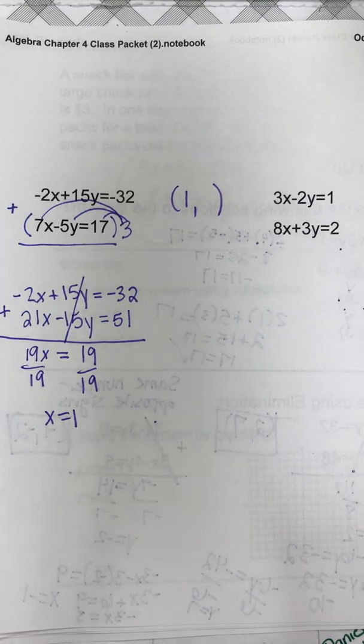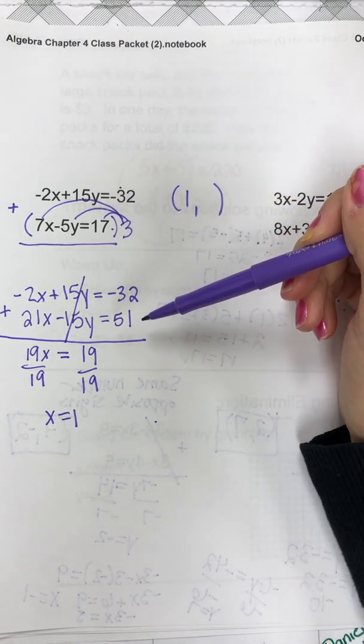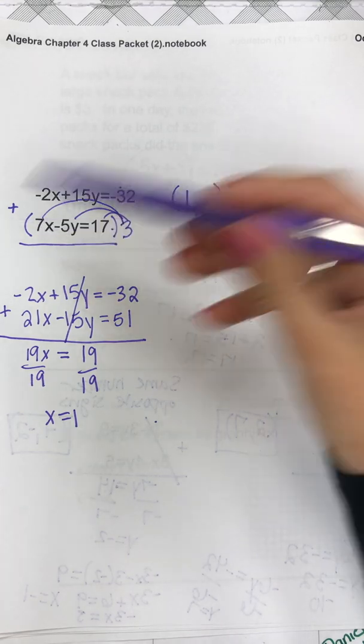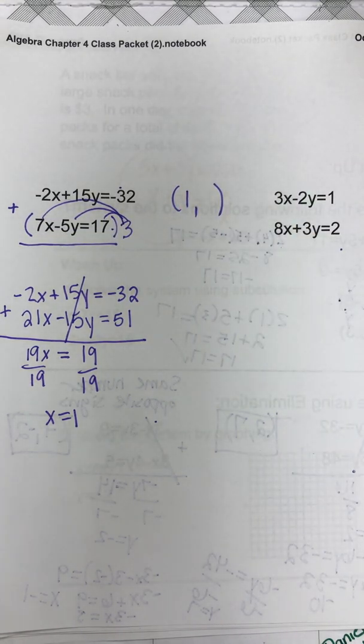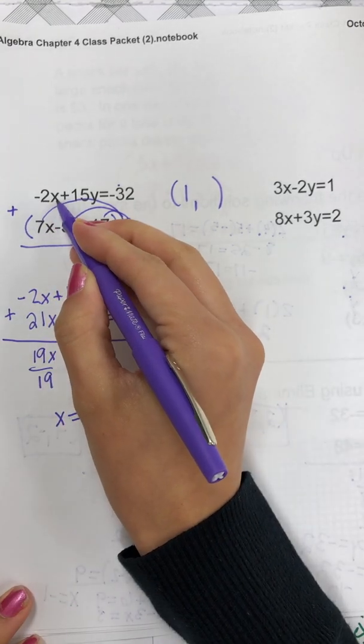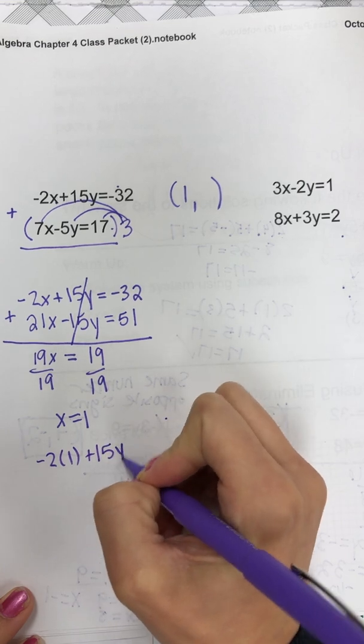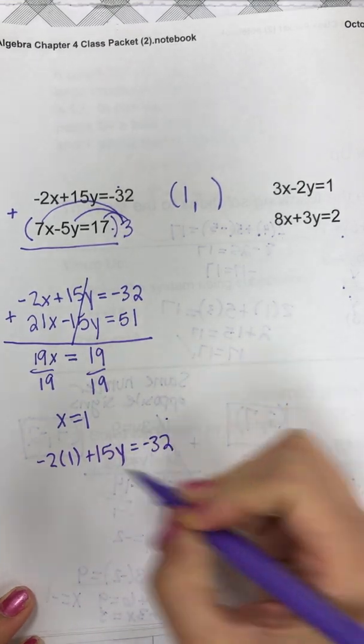Now I have to go back and figure out what y would be. Now, you have 3 equations to choose from. You can plug it into this one, you can plug into this one, or you can plug it into the equation that you used after you multiplied everything by 3. That's fine. You get the same answer. It does not matter. I'm going to go back to the first one again. I just kind of always go back to the first one. So negative 2 times 1, because x is 1, plus 15y equals negative 32.